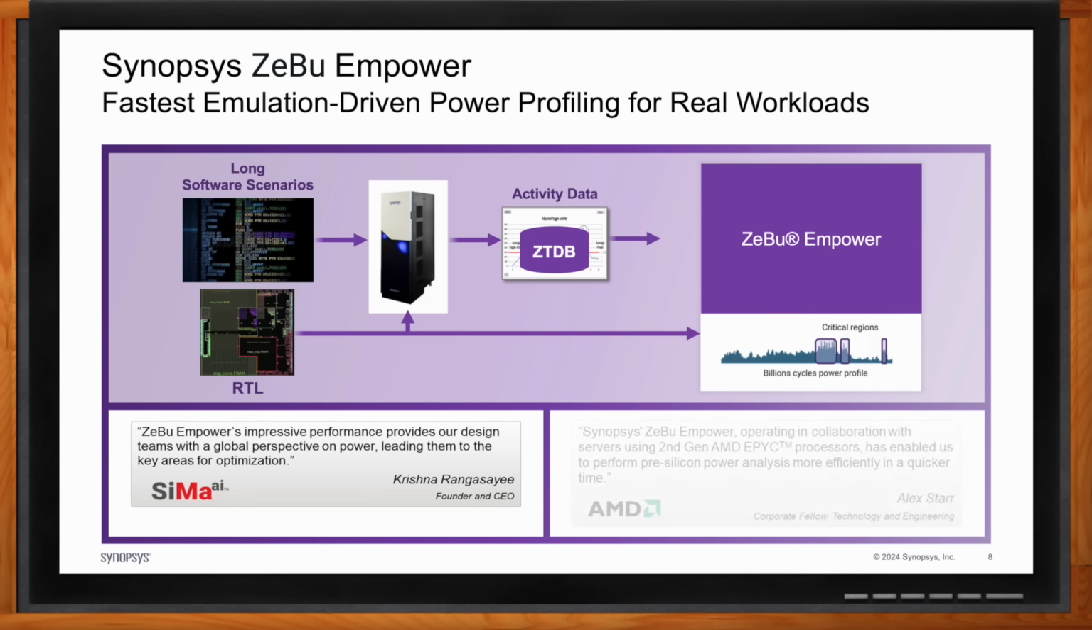And as the name implies, it is designed to really work very closely with our ZeBu emulation and prototyping hardware platforms. So what happens here is that you would run your RTL emulation on the ZeBu hardware box. You instrument it with your workload, represented here by the software scenario. And then the ZeBu hardware would generate an activity database called ZTDB.